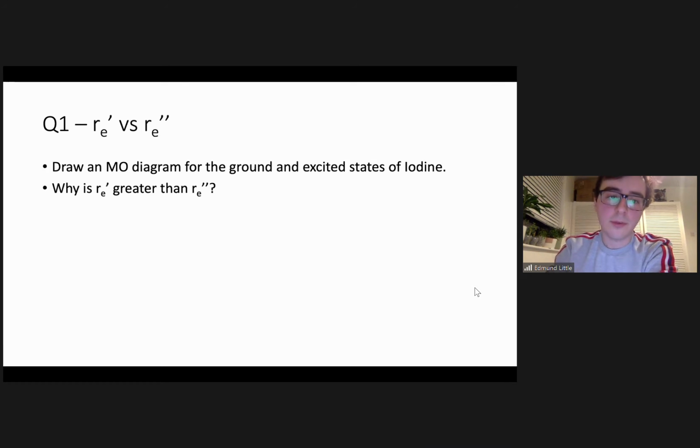So for the first part, you're asked about RE prime and RE double prime. The really important part here, and where most of the marks are, is for drawing the MO diagrams. So draw two MO diagrams, one for the ground state, one for the excited state, and that will actually help you answer the question, right? So the best answers to the long questions will include a diagram of some description. A picture speaks 1,000 words.